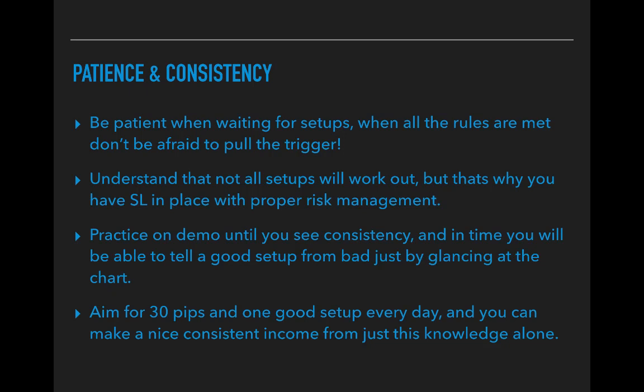Aim for 30 pips and one good setup every day. That's really all you need. Then you can make a nice consistent income from this knowledge alone, just trading M's and W's. Forget about all the other stuff, all the other continuation trades and the different types of trades that you can learn from the market maker method. Just the M's and W's really can make you a nice consistent income if you just focus on one good setup and 30 pips a day.